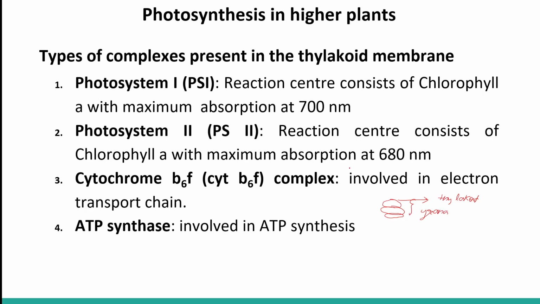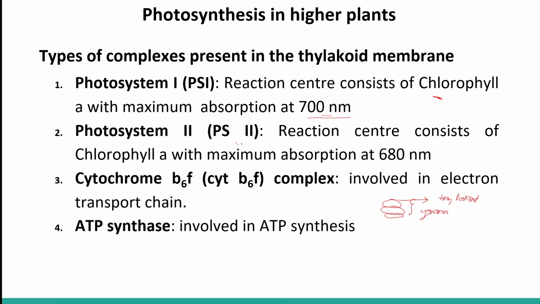G-R-A-N-A, or as you can say, granum. Okay, so these complexes are present in the thylakoid membrane here. The first one is photosystem 1. Photosystem 1 consists of the reaction center chlorophyll A, which has a maximum absorption at 700 nanometer. So this is the point to remember: in photosystem 1, we have chlorophyll A as the reaction center, which has the maximum absorption at 700 nanometer.